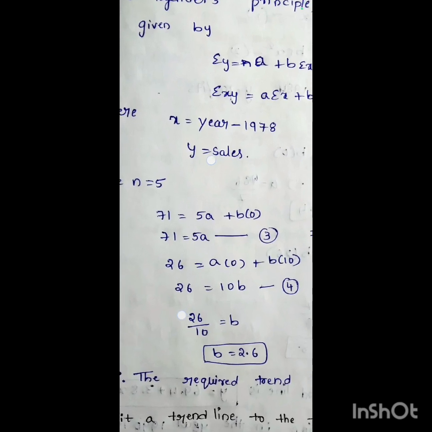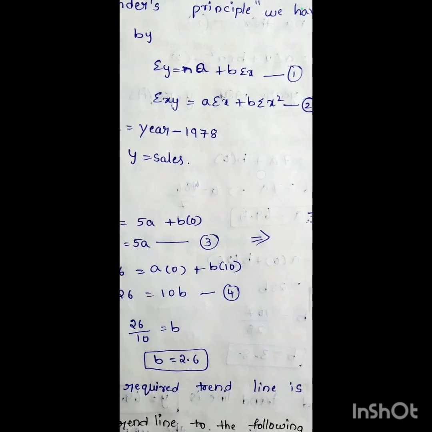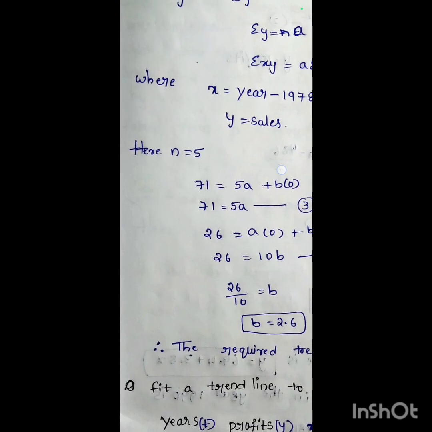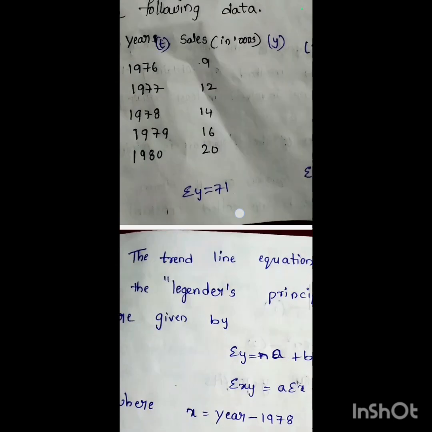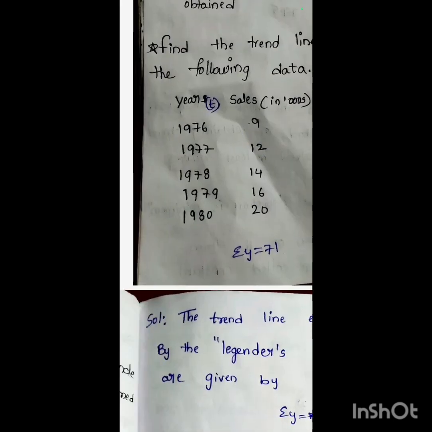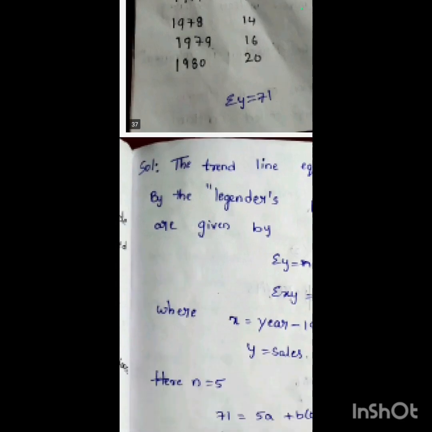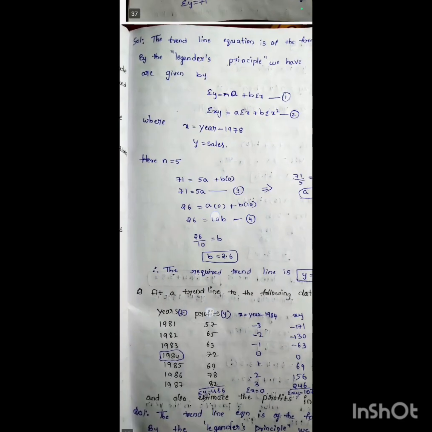Here the normal equations 1 and 2 are written again. The n value is equal to 5 because you have to count the number of years in the data: 1, 2, 3, 4, 5. So n equals 5. Sigma y, 71, equals 5 into a plus b into sigma x, which is 0. So 71 equals 5 into a, that is equation number 3. From that we get a as 71 divided by 5, that is 14.2.